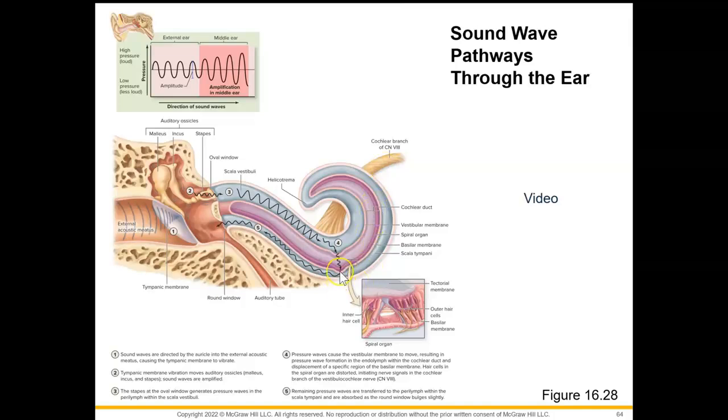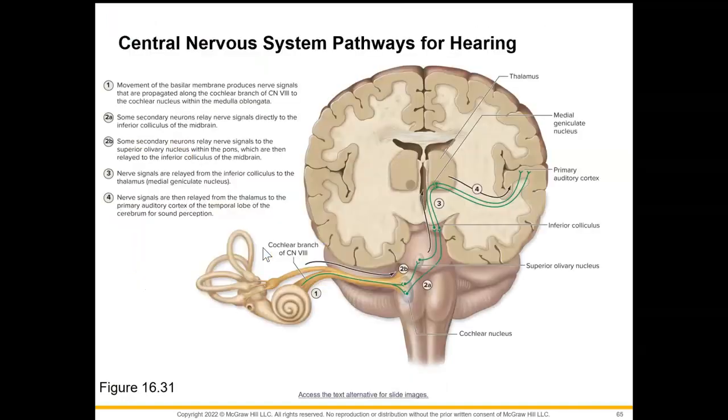Now, the remaining pressure of the waves are then going to move through the perilymph in the scala tympani and are going to be absorbed by that round window that is going to be displaced. So you'll see a little bulge out in this area.